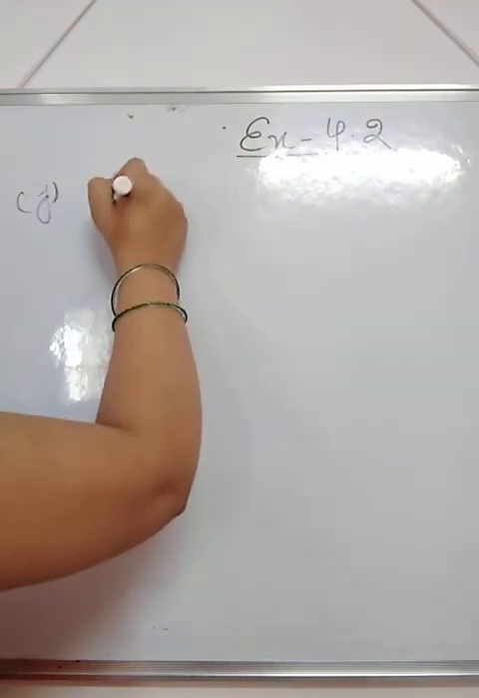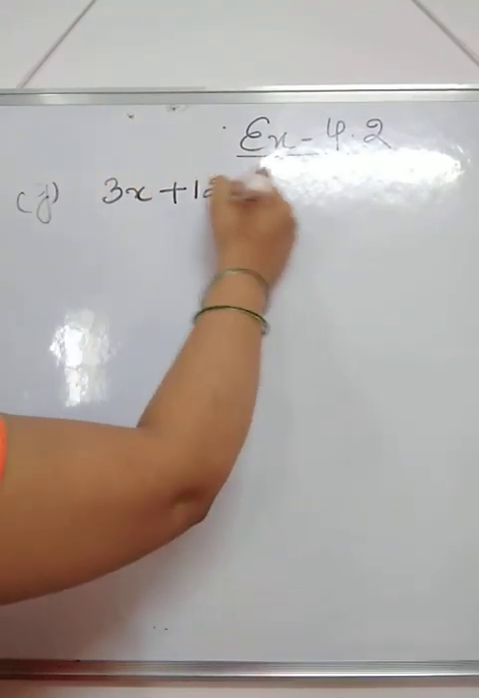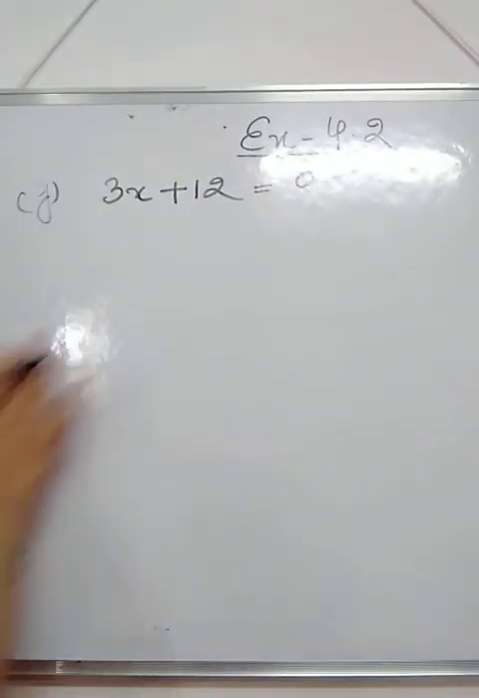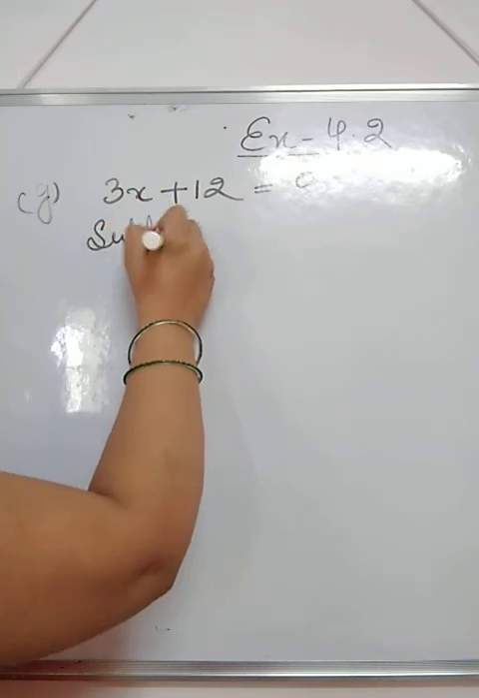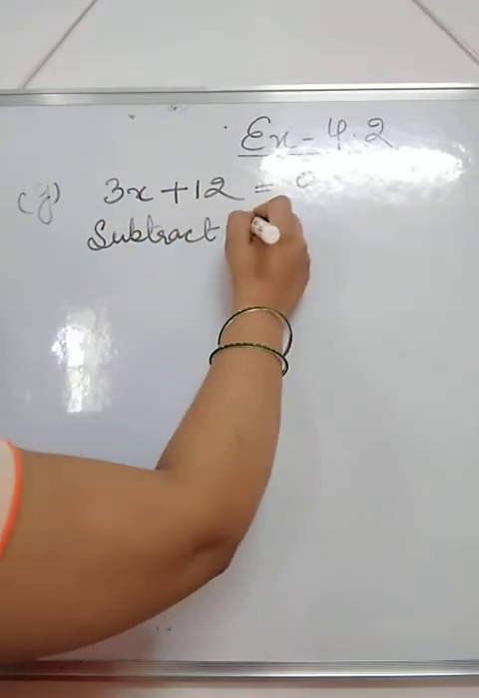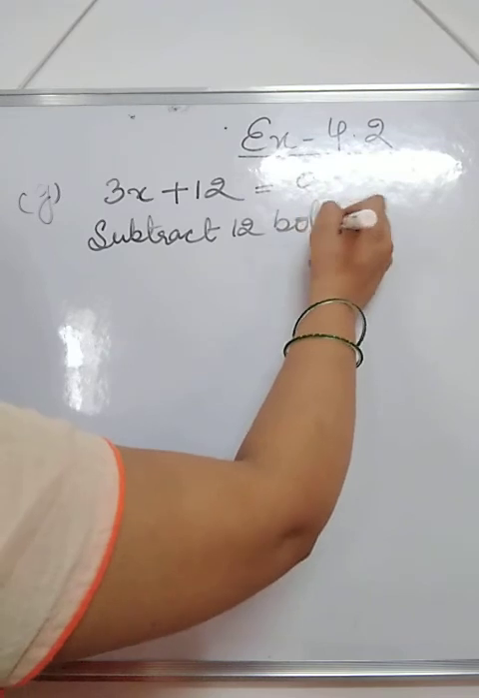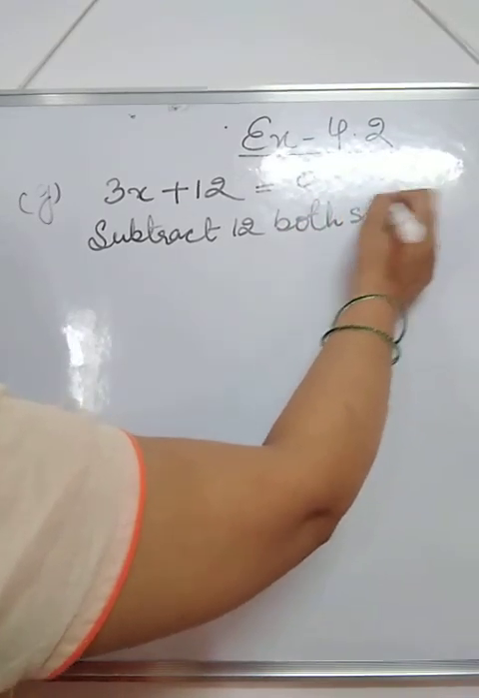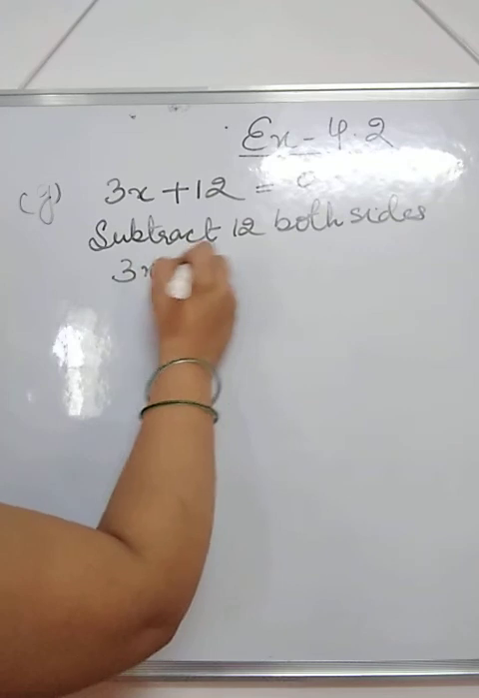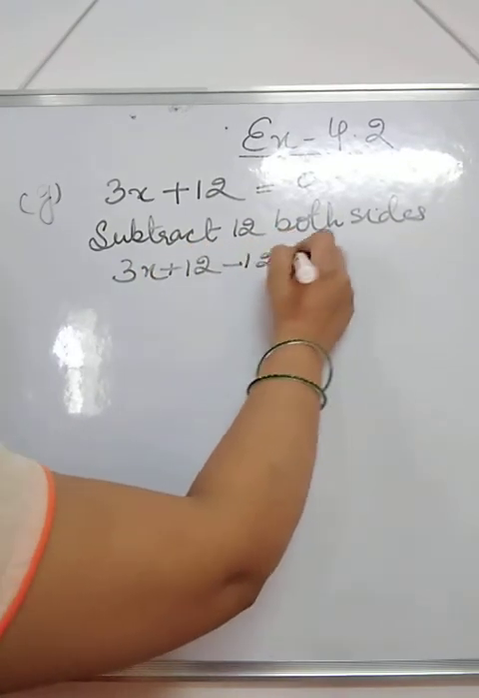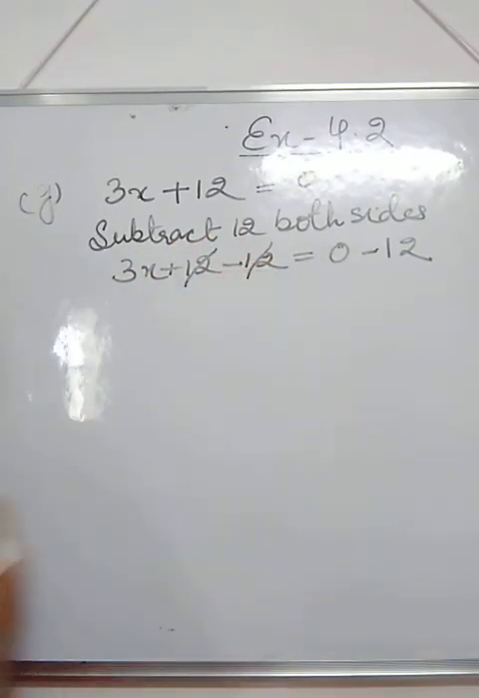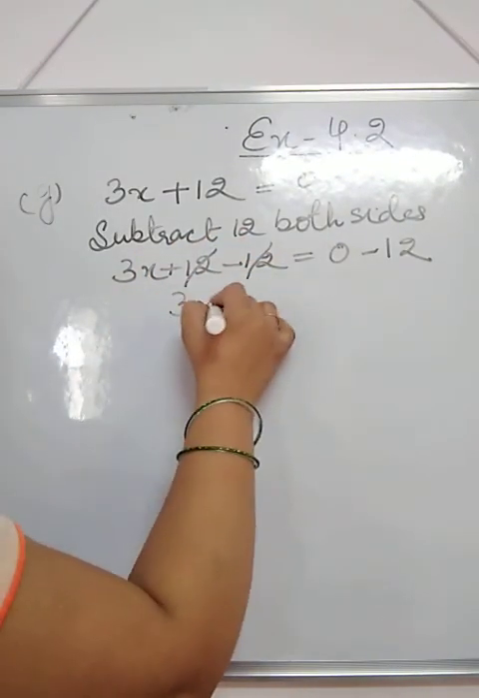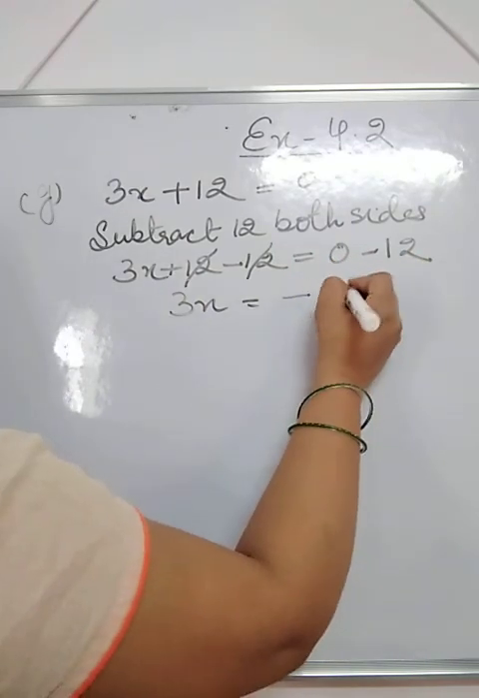Now see G part. 3x plus 12 is equal to 0. First we will remove this 12 from here. For that we have to subtract 12 both sides. 3x plus 12 minus 12 is equal to 0 minus 12. Now this 12 is cancelled with this minus 12. What is left here? 3x, and 0 minus 12 is minus 12.